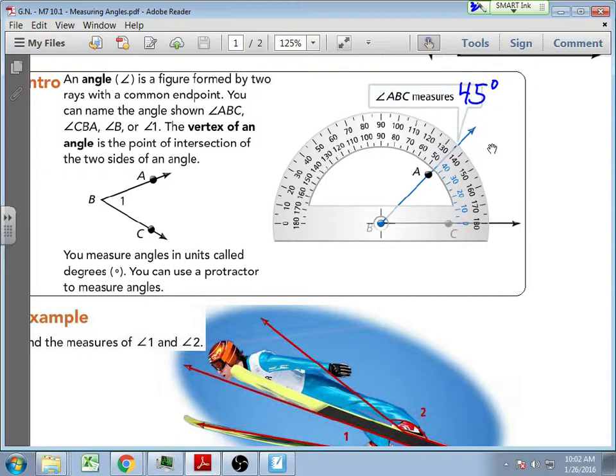Should we bring our own protractor tomorrow? If you have it, sure. Yeah, if you want to use your own.